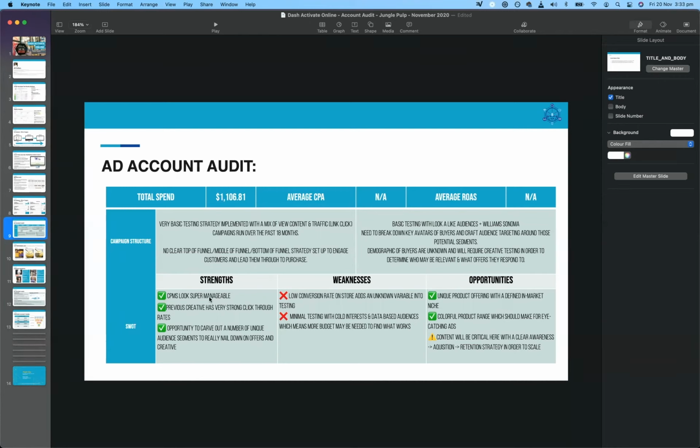Overall though, CPMs look good. You've got some really unique opportunities with the creative because it's so colorful. You can do a lot of really cool stuff. So I do think there is potential there for the Facebook ads once you've fixed up a bunch of that stuff on the site.